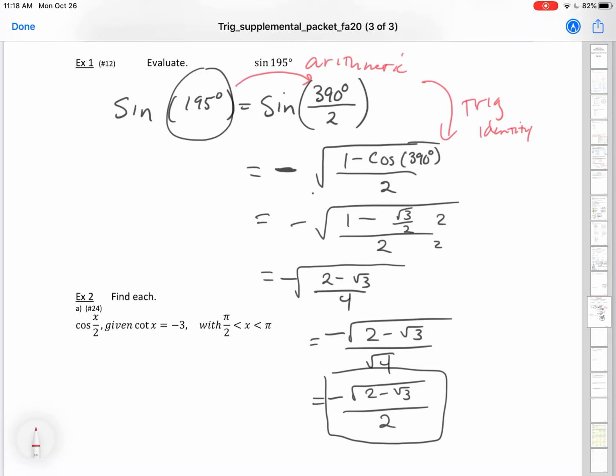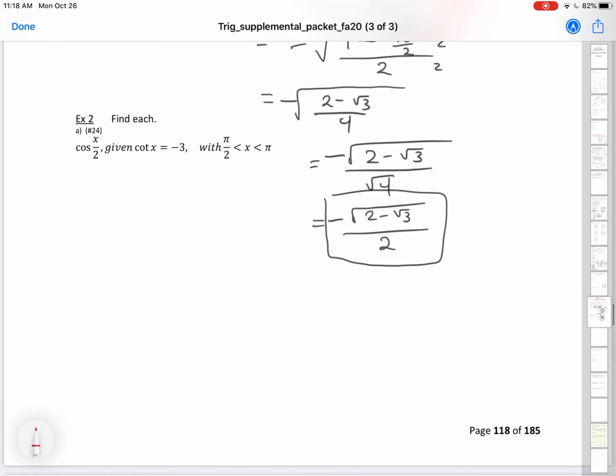Then I used trig again to simplify the cosine of 390 into a number. And then the rest is algebra, right? Oh, a complex fraction, let's clear it. Oh, square root in the denominator, let's clear it. That's the kicker. Much of what we do is algebra based and arithmetic based.